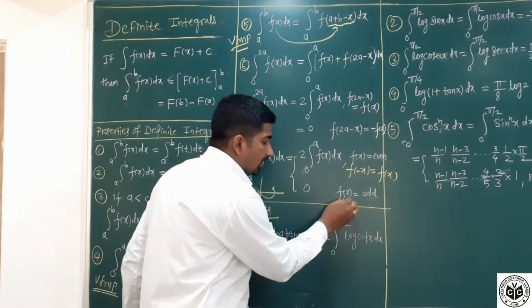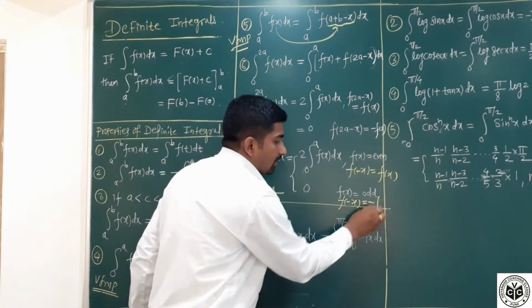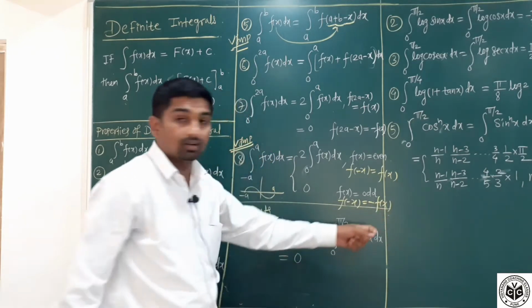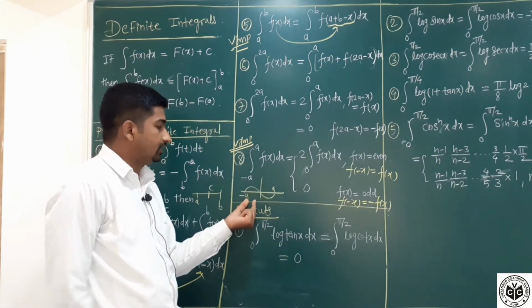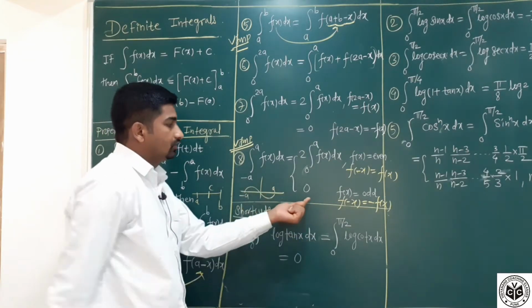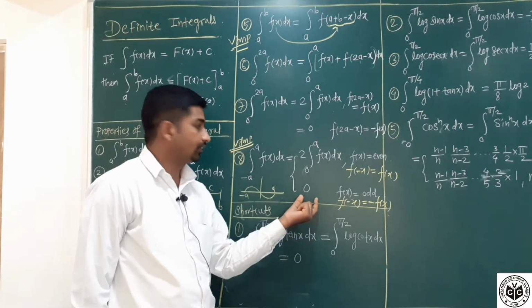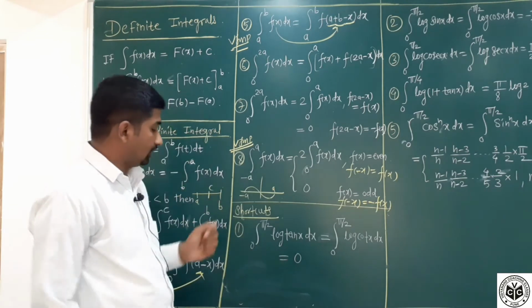If you replace x by minus x and it becomes minus times f(x), then we can say it is an odd function. If it is odd, meaning f(-x) is minus f(x), minus and plus cancel and we get 0, so this value will be 0. Okay, so these are some properties of definite integral.